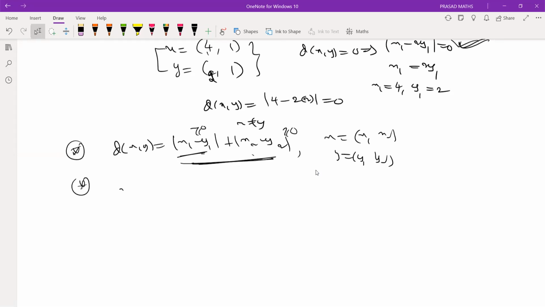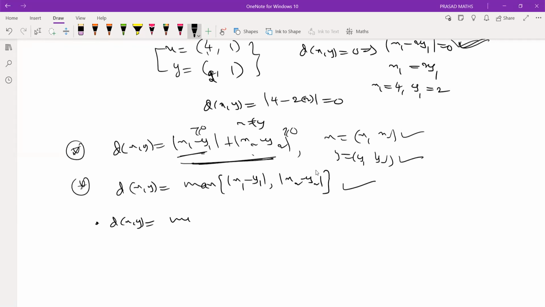Next one, d of (x, y) equals the maximum of mod of x1 minus y1 and mod of x2 minus y2. Is it a metric? It is also a standard metric. You can easily check it; there are lengthy problems. This is always a metric whenever x is (x1, x2) and y is (y1, y2).